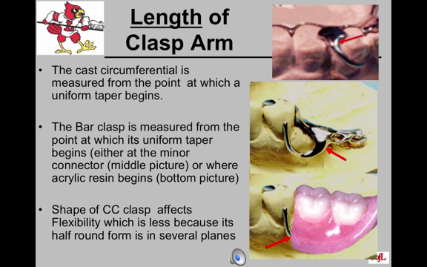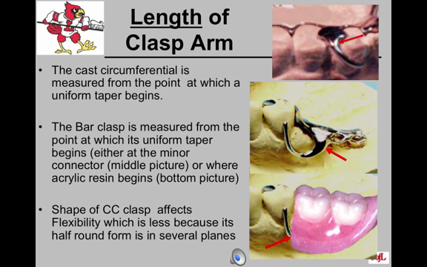The cast circumferential is measured from the point at which the uniform taper begins. The arrow in the upper right picture shows the area at which it begins. This area is called the shoulder of the clasp arm. The bar clasp is measured from the point at which its uniform taper begins, which is either at the minor connector shown in the middle picture or where acrylic resin begins as shown in the bottom picture.